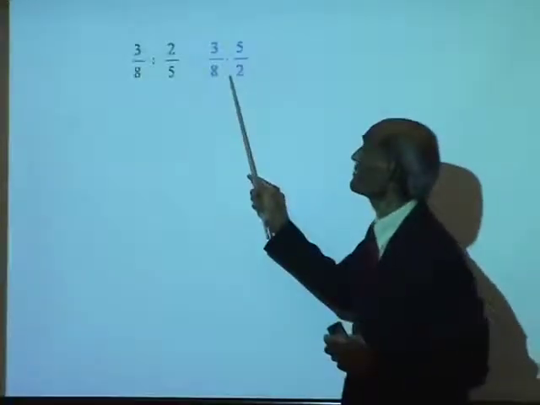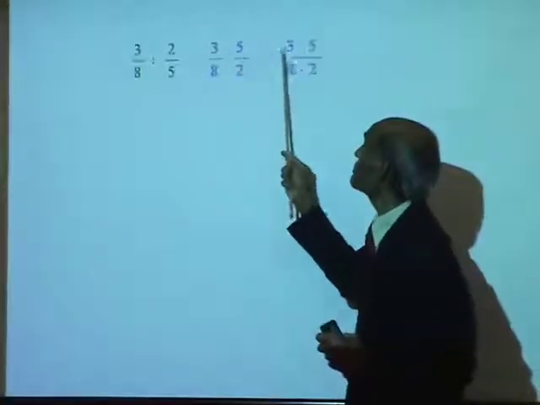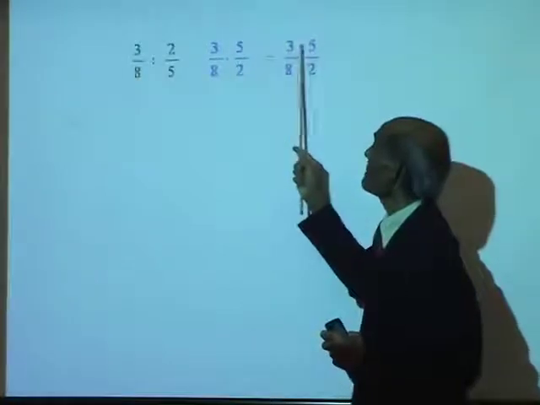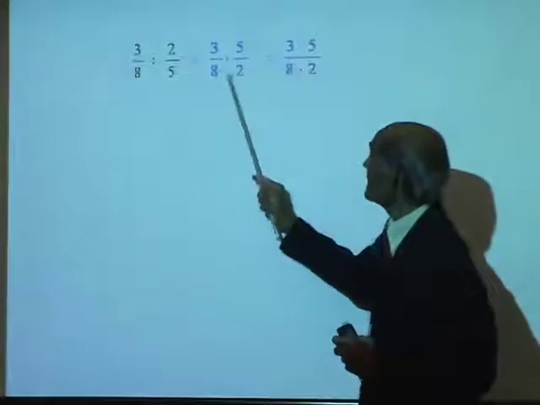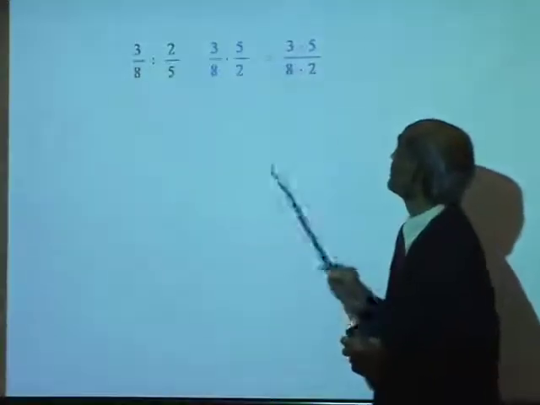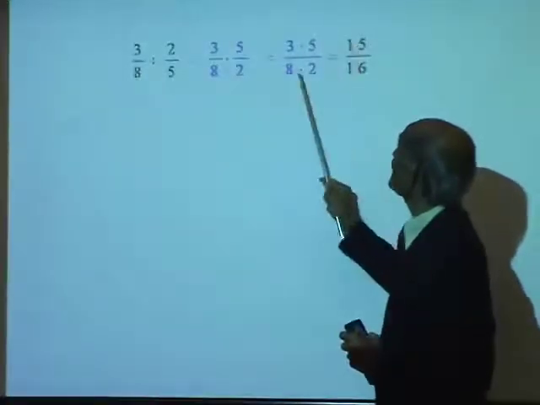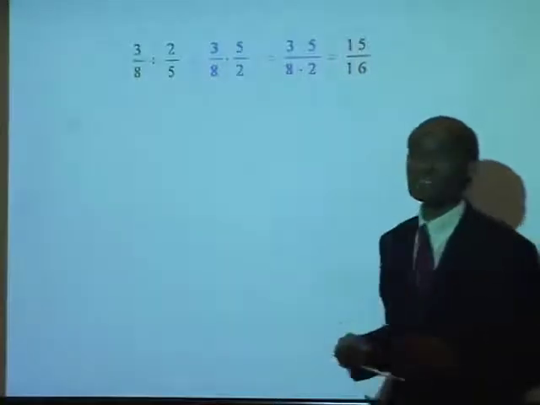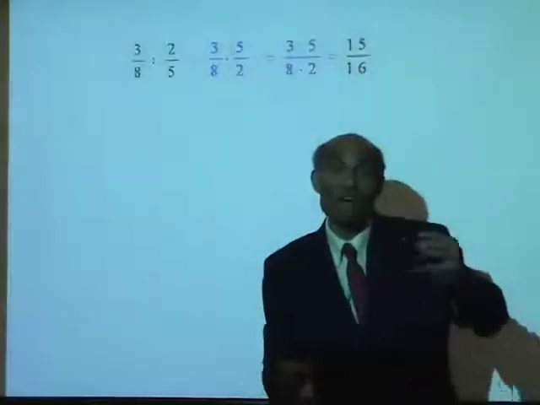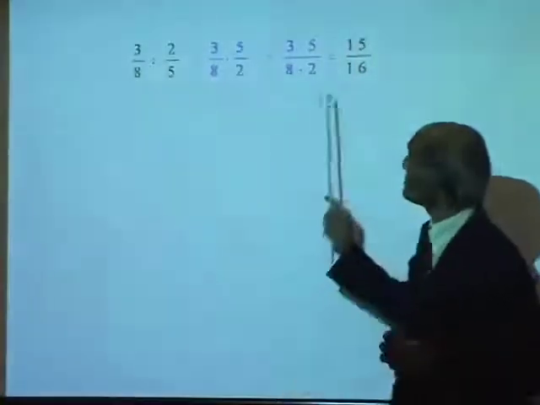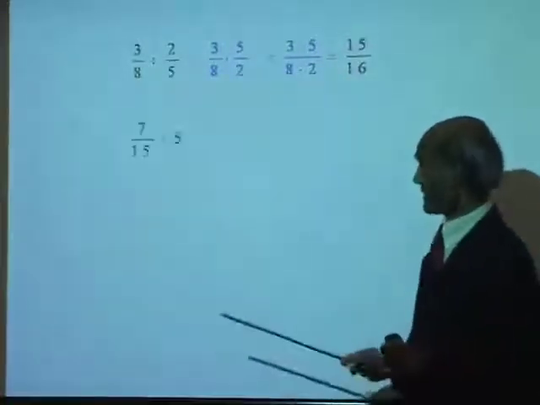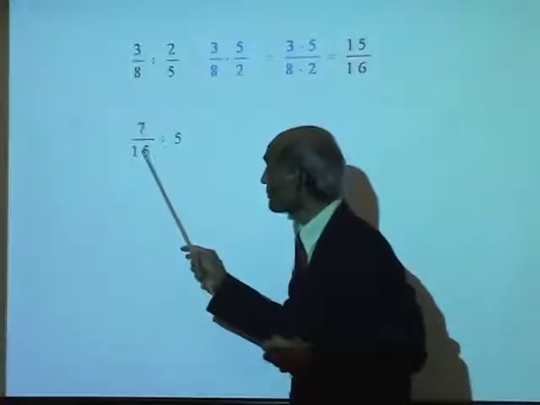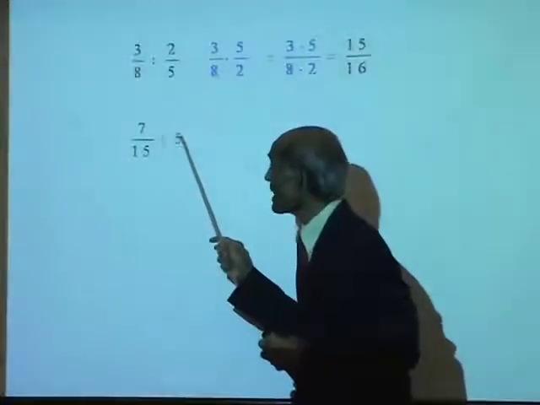How do we simplify this? Multiply the numerator, that will be 3 times 5, divided by, multiply the denominator, 8 times 2. So my numerator is 15, my denominator is 16. There are no common factors you can cancel. So that's the answer. Try another one. Alright, try this. 7 over 15 divided by 5.